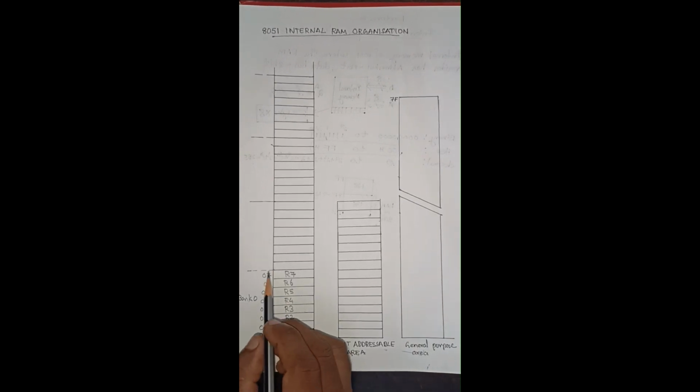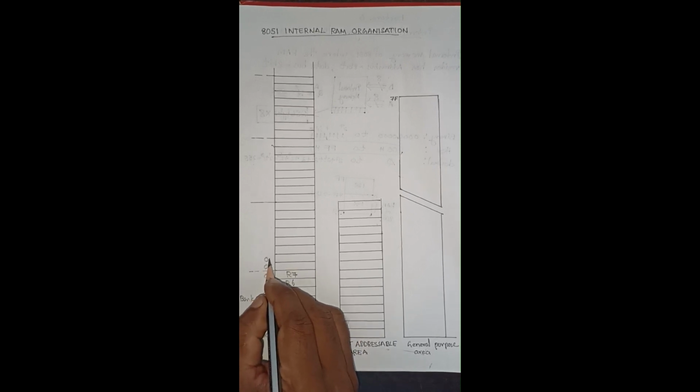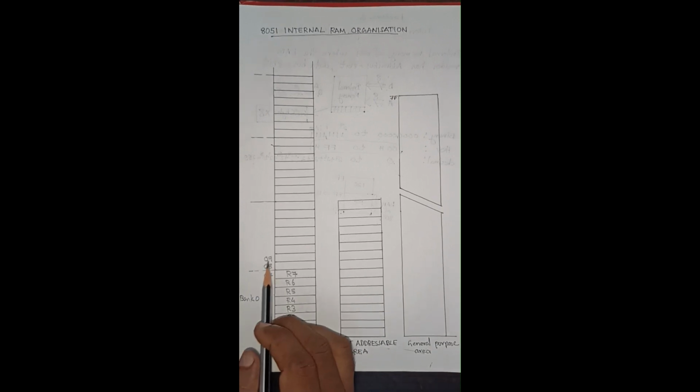Now after 07, what is the address? 08, 09. Here, just understand this. In decimal, after 9, we are writing 10, right? But here after 9, we will not write 10 because we have 16 characters. So after 9, we have a character A, right?